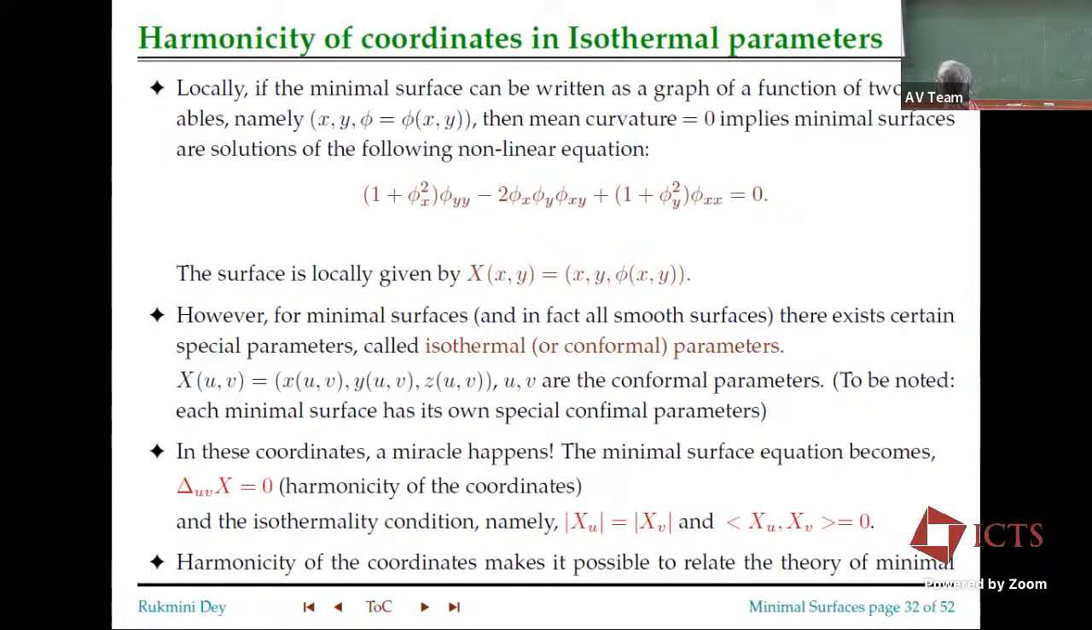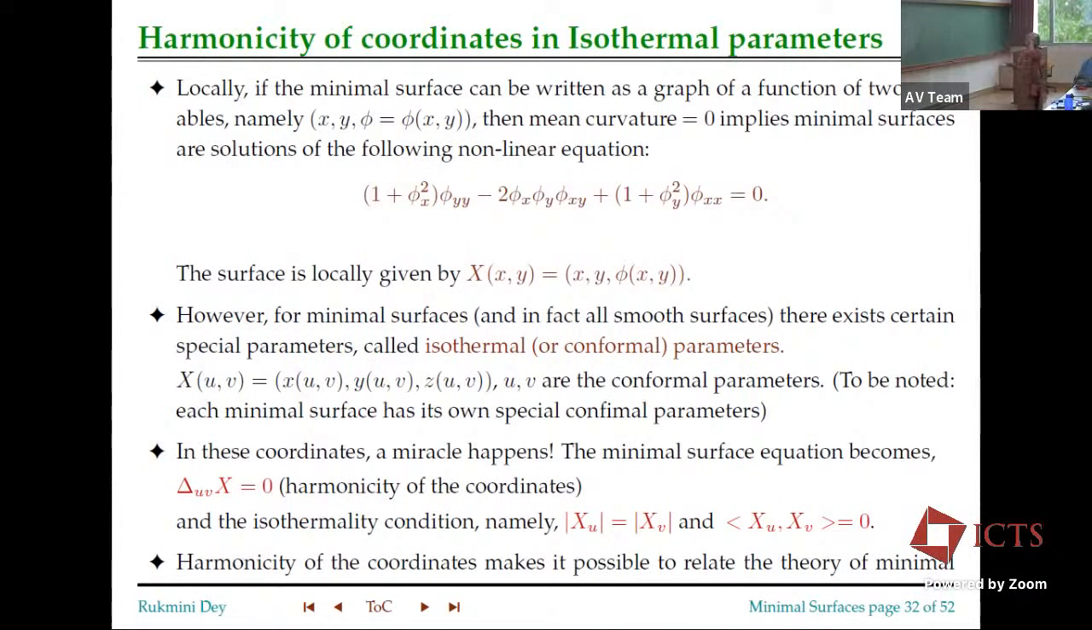The equation is a very complicated, nonlinear equation. So, (1 plus phi x squared) phi yy minus 2 phi x phi y phi xy plus (1 plus phi y squared) phi xx equals 0. Here phi x is the partial derivative with respect to x and so on. A heavily nonlinear equation, right?